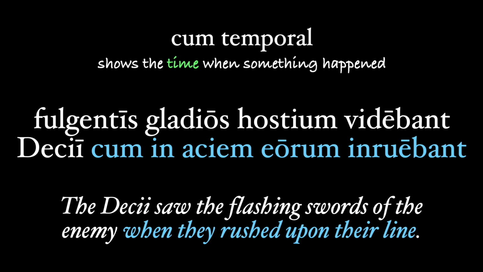And this one is from Cicero. Fulgentis gladios hostium videbant Decii, cum in aciem eorum inruebant. The Decii saw the flashing swords of the enemy when they rushed upon their line. Our cum clause with the indicative inruebant tells us the specific time that the Decii saw the enemy's swords.